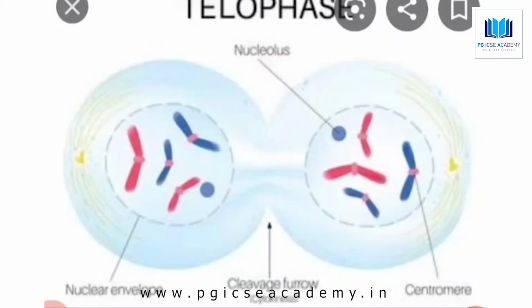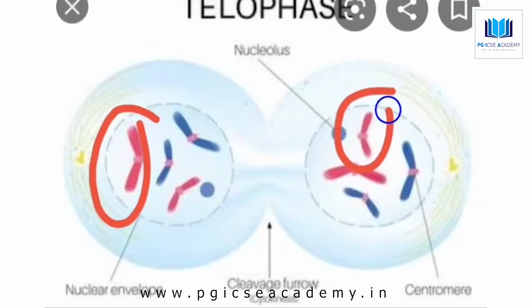Telophase. Each chromatid or daughter chromosome lengthens, becomes thinner and turns into a network of chromatin threads. The nuclear membrane reappears. The nucleolus reappears in each daughter nucleus. That is, in telophase, two sets of daughter chromosomes reach opposite poles. If this is one set and this is another set, they reach the opposite poles. One goes left, one goes right.